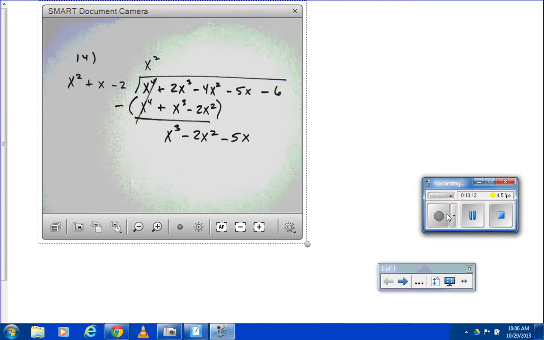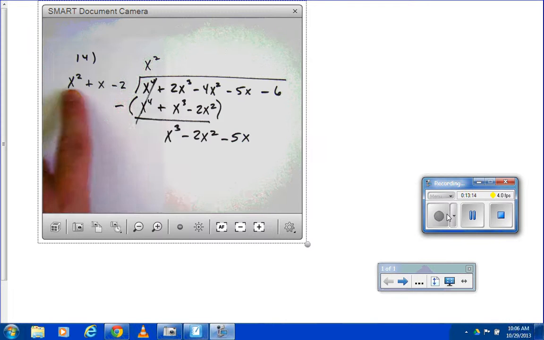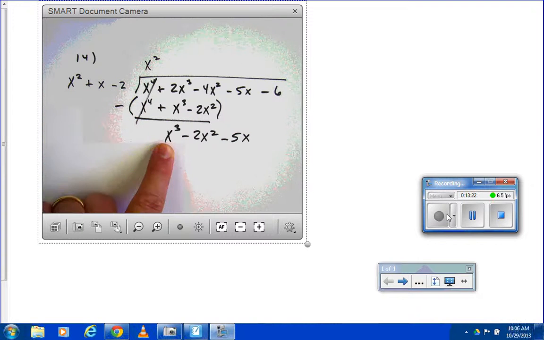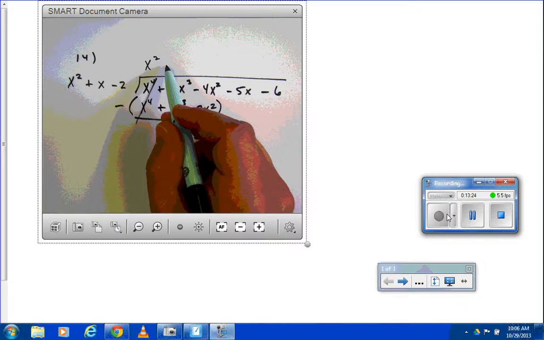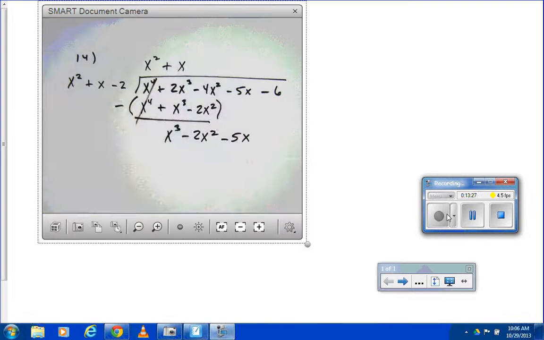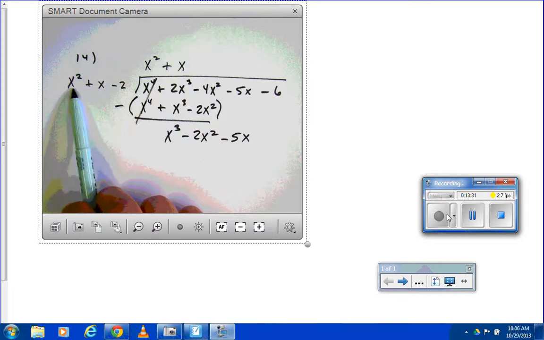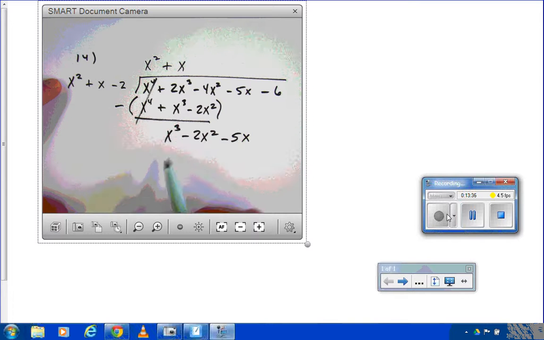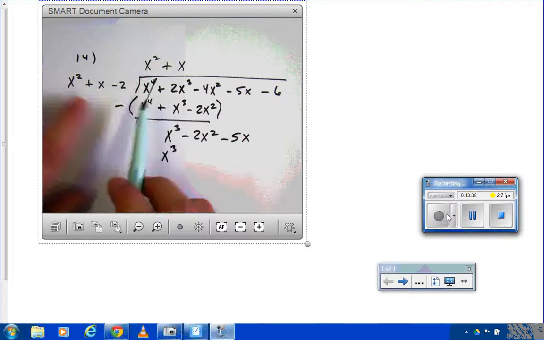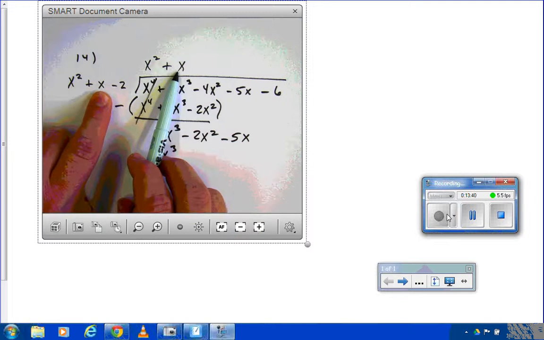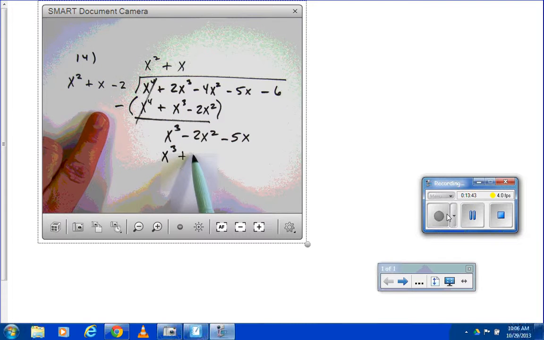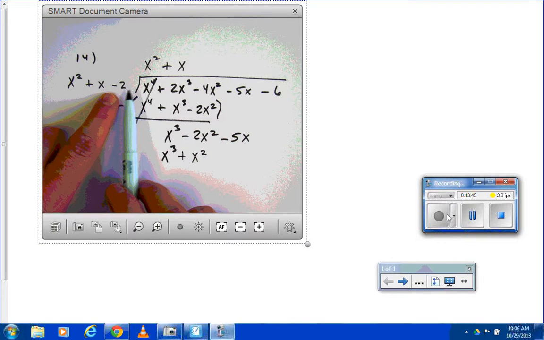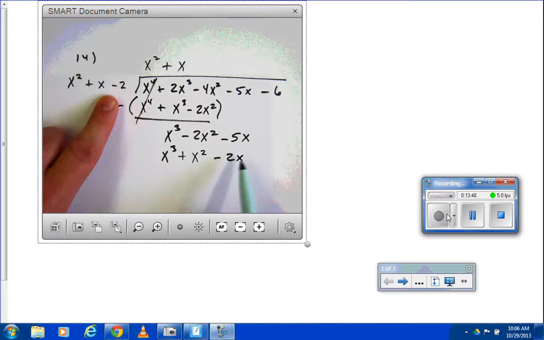Okay, so now we just start over. So we said x squared went into x to the 4th, x squared times. Now let's do the same thing here. What can I multiply x squared by to get x cubed? X. Okay, now since it's just a positive x, we'll say plus x. Now we'll multiply that x by this, but we're also multiplying by the other two terms. So x times x squared would be x cubed. All right, x times x would be positive x squared. And then x times negative 2 would be negative 2x.